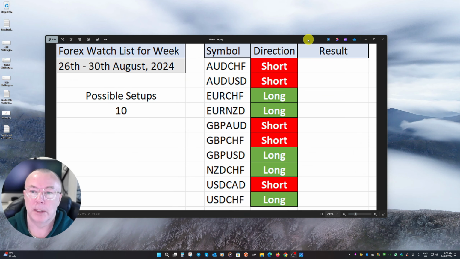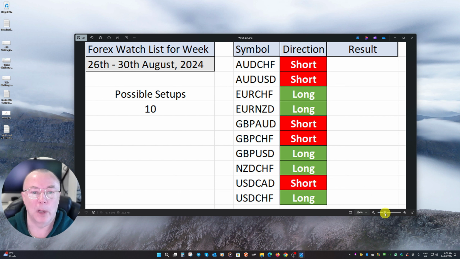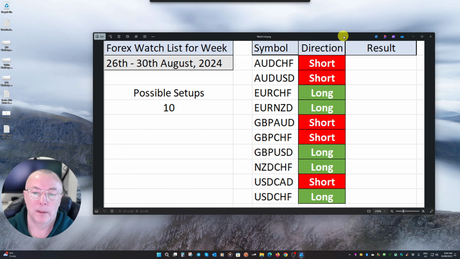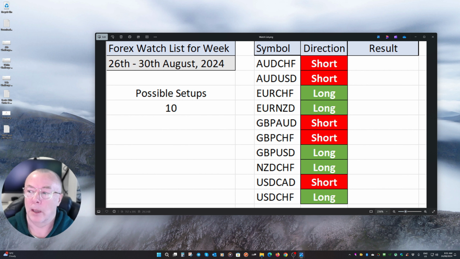And this is the list of setups for this week. So we have 10 possible setups, and if you like, just pause for a second and take a screenshot of this area and keep this one handy to have a look during the week, see if you actually get any possible setups.